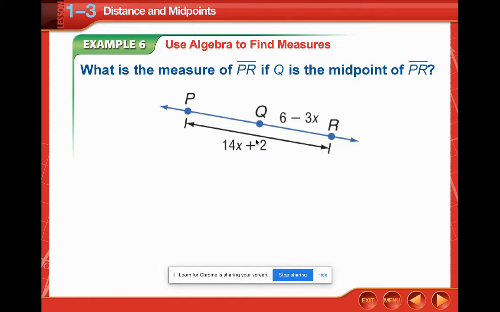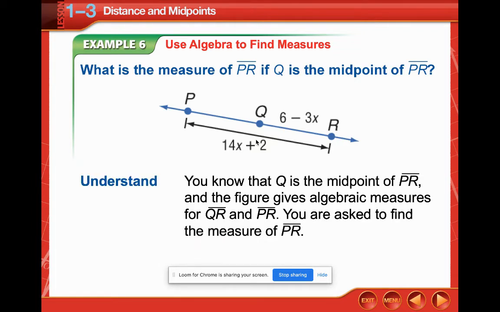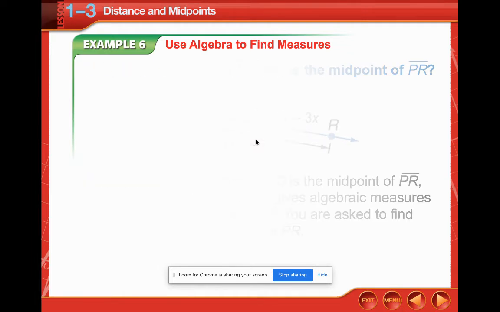What I like to do in times like this is add them together and write it out as an equation. I'm going to show you in just a second how I would do it. Let's see really quick how the PowerPoint says to do it. Q is the midpoint, and the figure gives algebraic measures for QR and PR. You're asked to find the measure of PR.